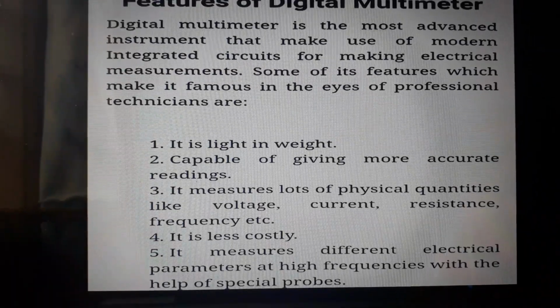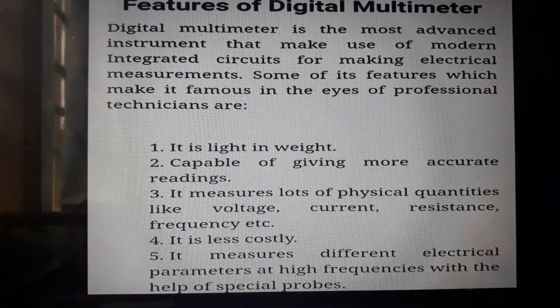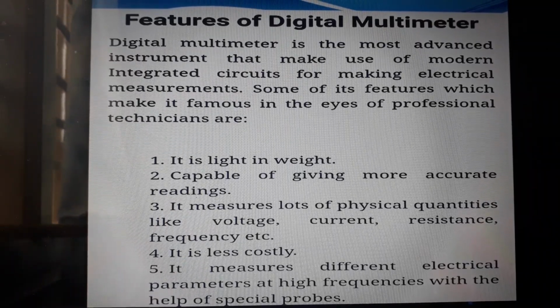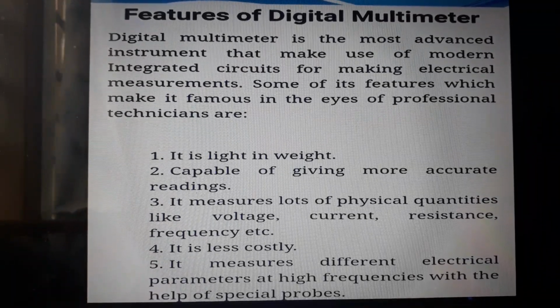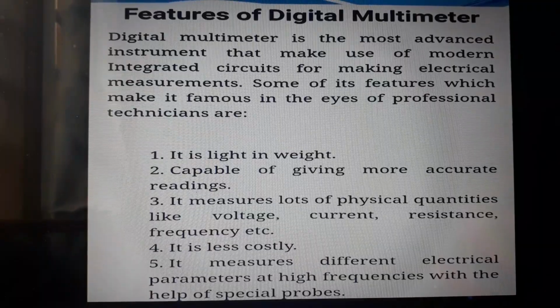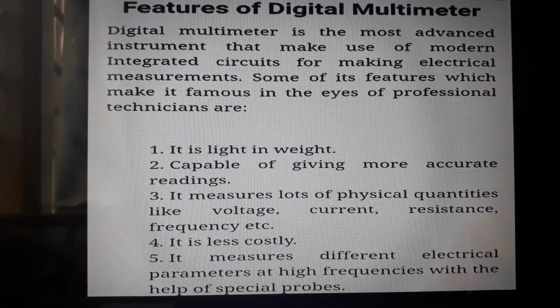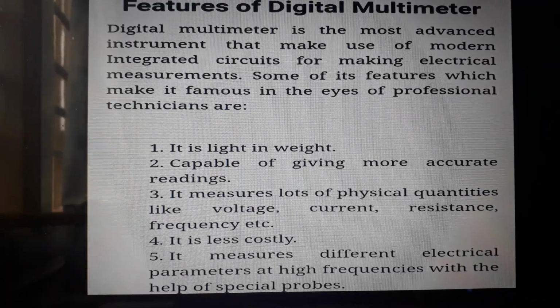These are the features of the digital multimeter. A feature is nothing but a characteristic or an advantage of the digital multimeter. Why do we have to use the digital multimeter rather than other equipment? Because of all these features.